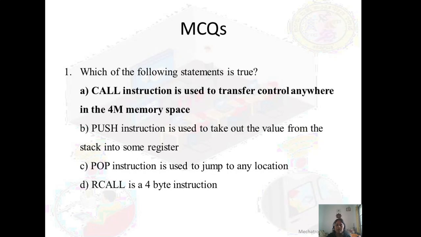See here, read the statements properly. Call instruction is used to transfer control anywhere in the 4M memory space, that is your 64K. Push instruction is used to take out the value? Push is, we are not taking out, we are putting the value in the stack. Pop is to take out, it is not to jump. RCALL is not there. Understood? So the option is A.